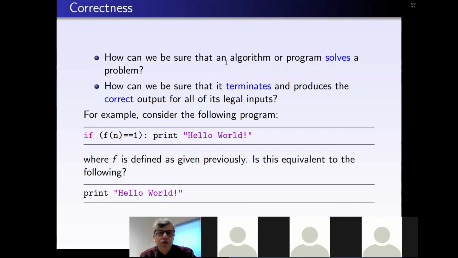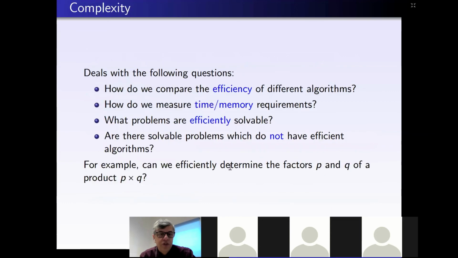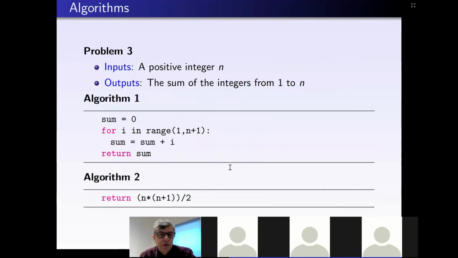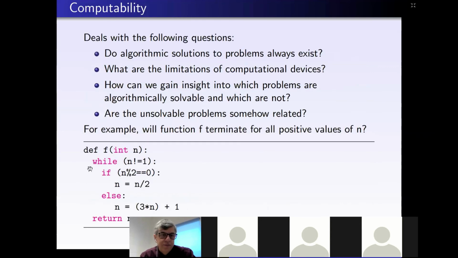How can we be sure that an algorithm or program solves a problem? How can we be sure that it terminates and produces the correct output for all its legal inputs? For example, consider the following problem: if f of n is equal to 1, print hello world, where f is as given previously. This function f takes an integer value. If it is not 1, if it is even, make it half. If it is odd, multiply by 3 plus 1.